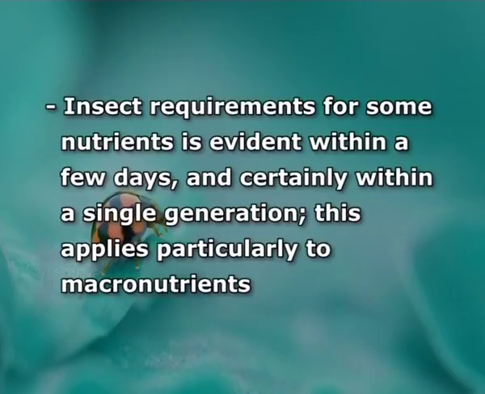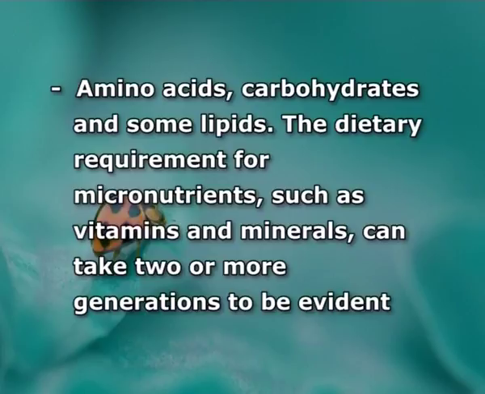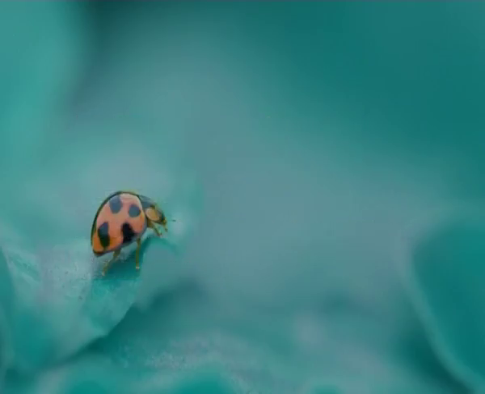This applies particularly to macronutrients such as amino acids, carbohydrates, and some lipids. The dietary requirement for micronutrients such as vitamins and minerals can take two or more generations to be evident, because the nutritional requirement of one generation is met from maternal supply, generally via the egg.